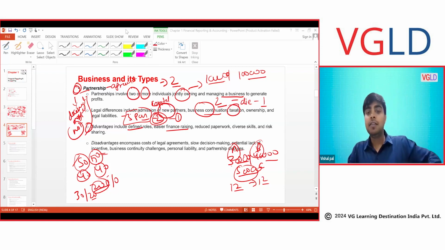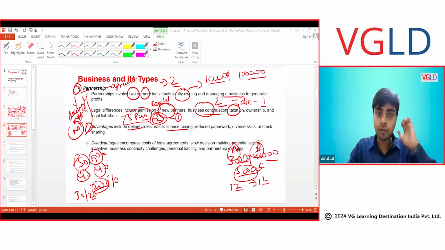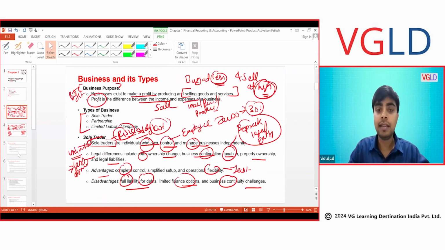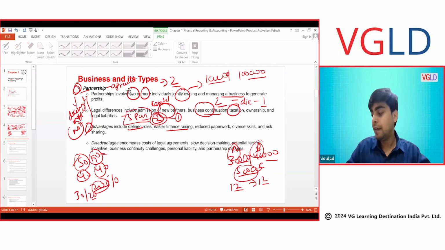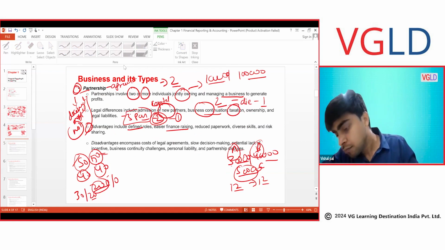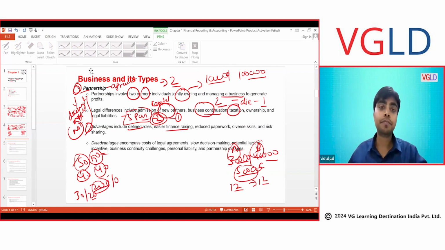Okay. So I think we were in the middle of discussing the partnership and sole proprietor. I hope the discussion about partnership and sole proprietor is clear. The advantages and disadvantages. Definitely the advantages are better than a sole proprietor: they have defined roles, and their financing becomes easier as compared to the sole proprietor.